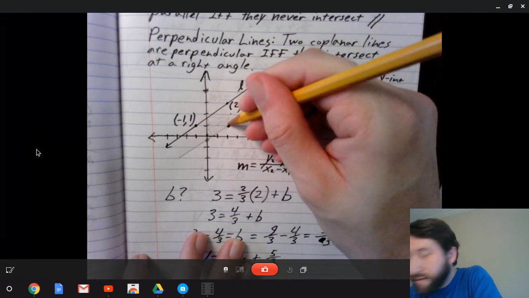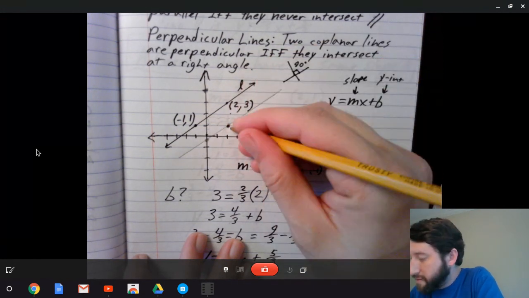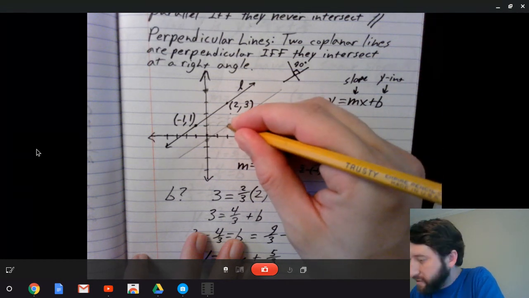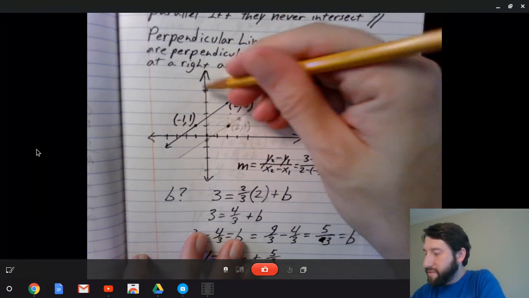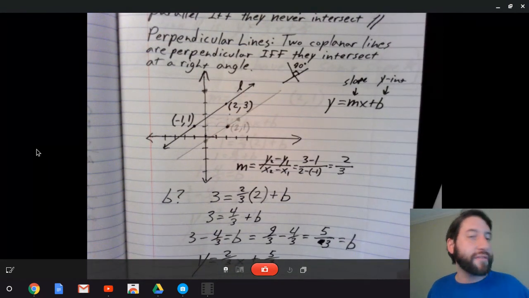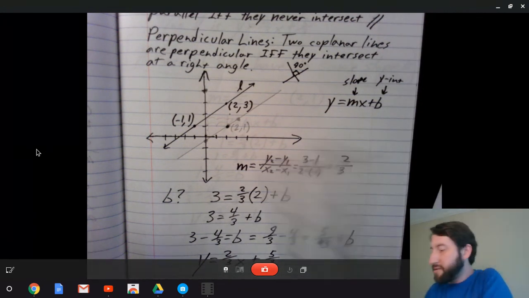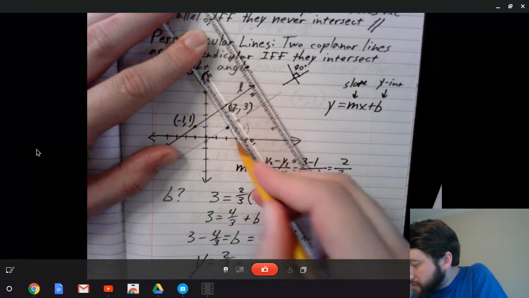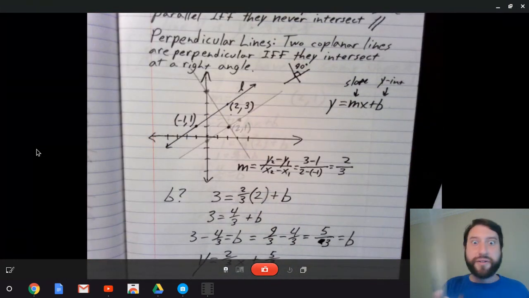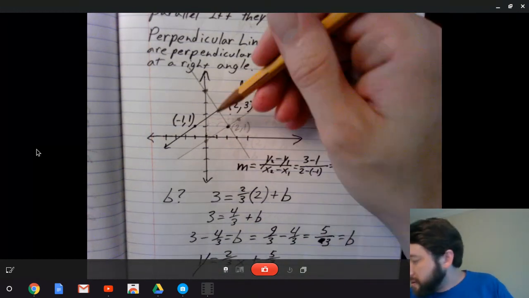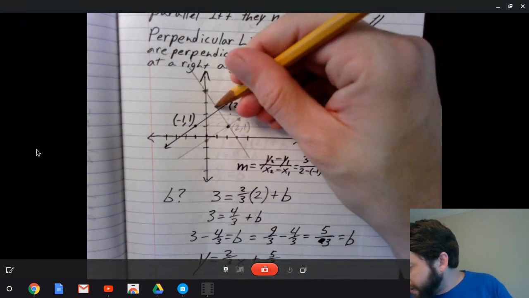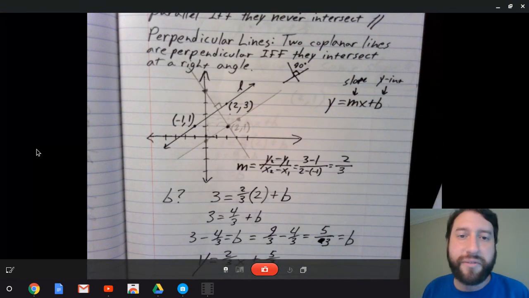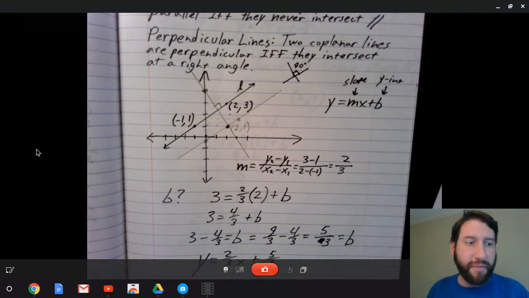Notice that this line passes through the point (2, 1). That was my (2, 1), so I know it passes through here. I've got my 2 points, and 2 points determine a line. So let's see if this makes it perpendicular. And sure enough, that is perpendicular. Look how it crosses here at a 90-degree angle. That is a 90-degree angle, so it is perpendicular. That's a perpendicular line.